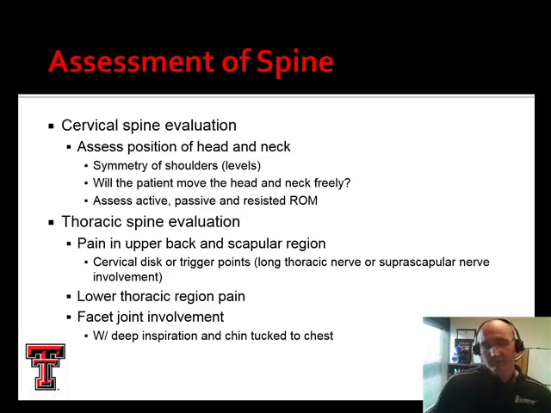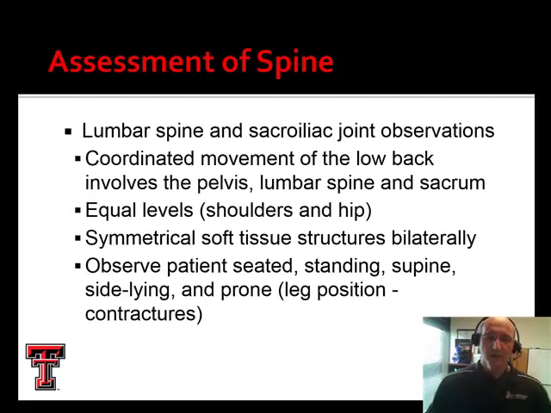Will the patient move their head and neck freely, or are they moving kind of shoulders first? Okay, so we'll assess active, passive, and resistive range of motion. In the thoracic spine, we look for loss of motion. The lower thoracic region, we're looking for a little bit more mobility than in the upper thoracic. And then if we're concerned that they've got a facet joint involvement, lots of times they'll have pain with a deep inspiration, deep breath in, with their chin tucked all the way down to their chest.